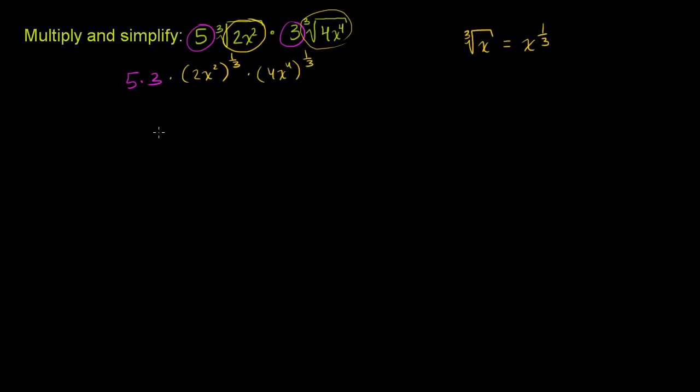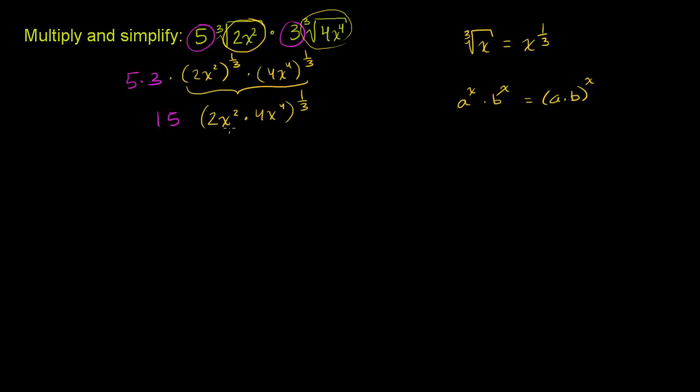And now we know from our exponent properties, if we have two things that are both raised to the same power, and then we take the product, we could just take the product first and then raise it to the power. So if I have a to the x power times b to the x power, this is the same thing as a times b to the x power. So we can simplify this part of the expression right over here as 2x squared times 4x to the fourth to the 1/3 power. And of course, 5 times 3 is 15.